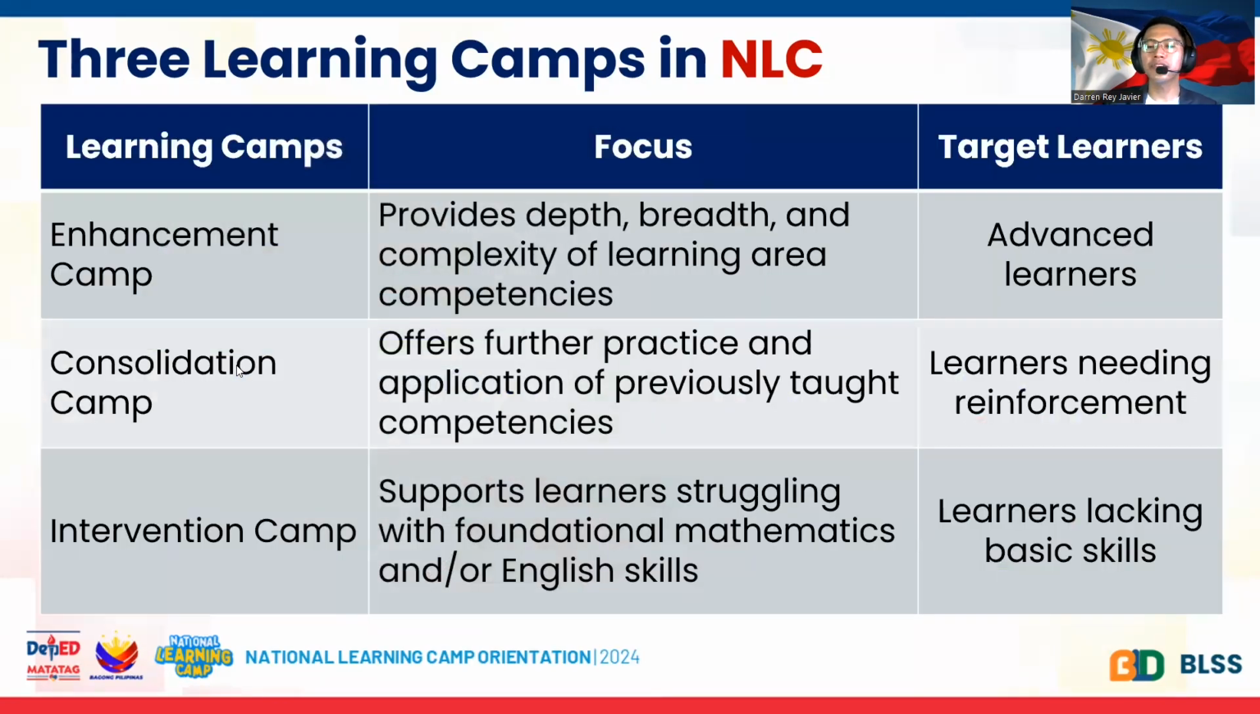While all three camps aim to support learners in their educational journey, they differ in their focus and target learners. For the enhancement camp, it caters to advanced learners by providing intellectually stimulating challenges, while the consolidation camp reinforces previously taught material for all learners. And the intervention camp provides targeted support for learners who are struggling with foundational skills. So each camp plays a crucial role in addressing the diverse needs of students within the educational system.